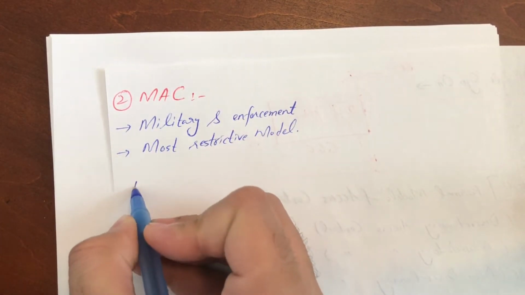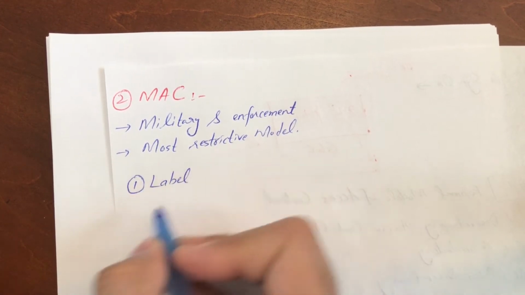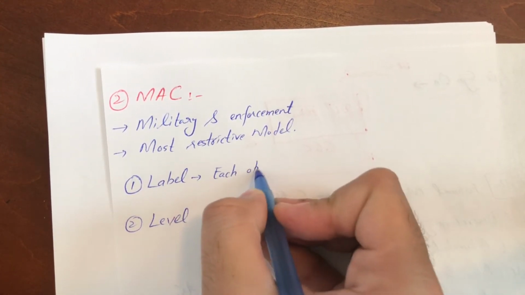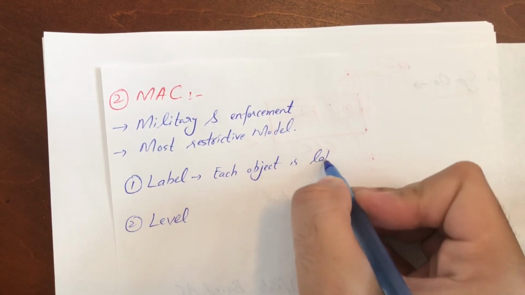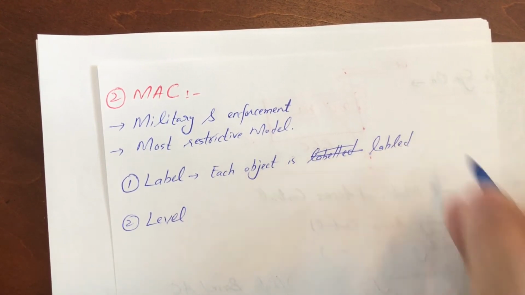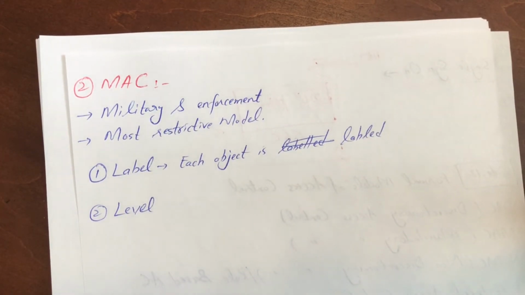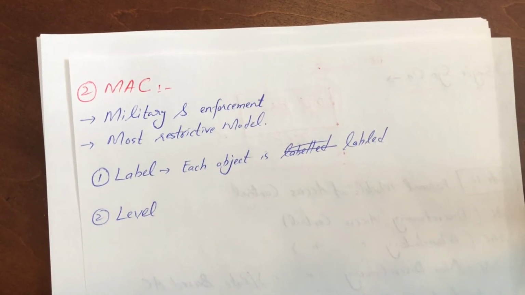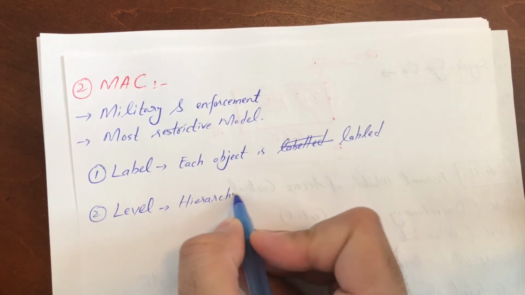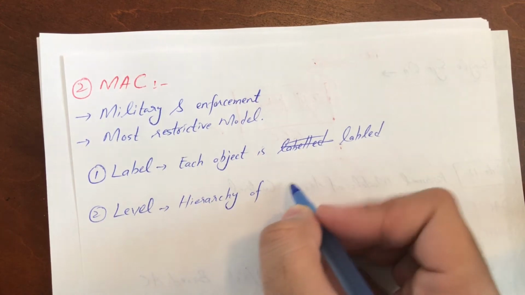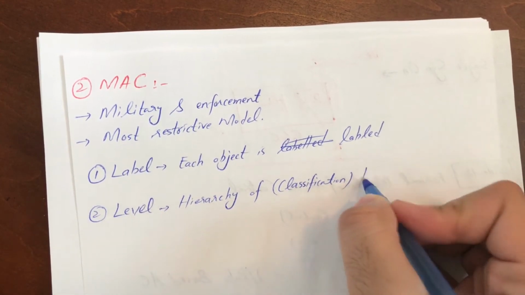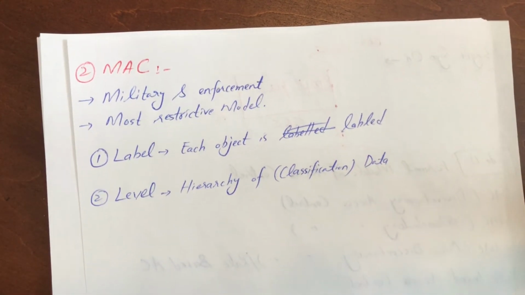In mandatory access control model, there are two main things. One is called label, second is called level. Each object is basically labeled, and that defines the sensitivity of information which this object actually holds, while level is the hierarchy of classification, or you can say hierarchy of data, like how classified data is and all that kind of stuff.